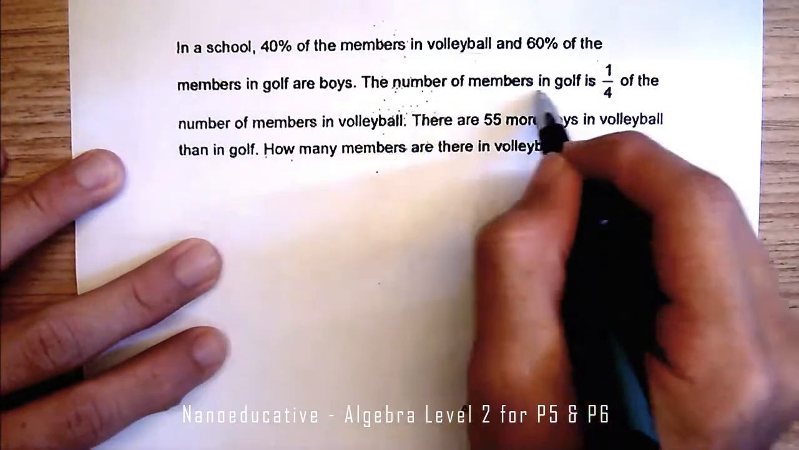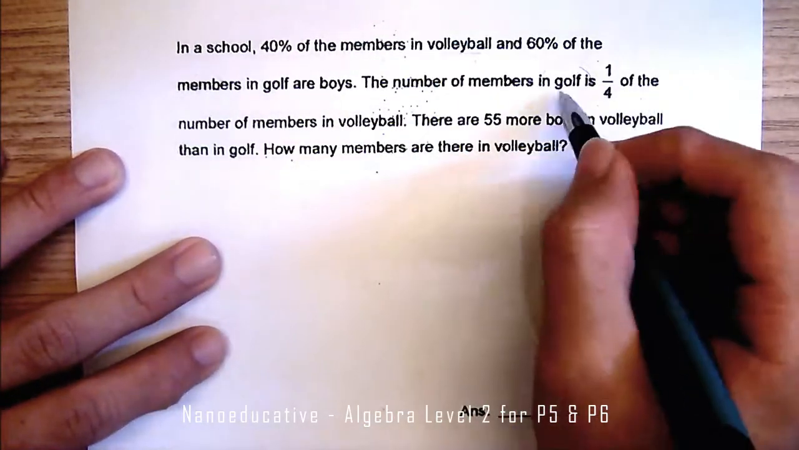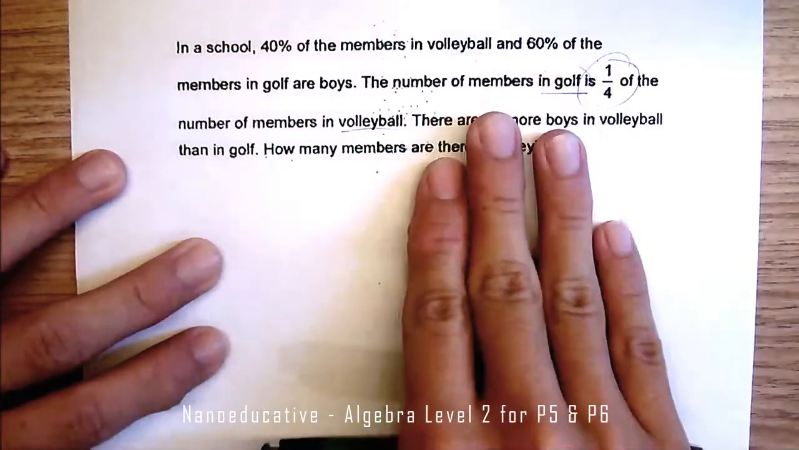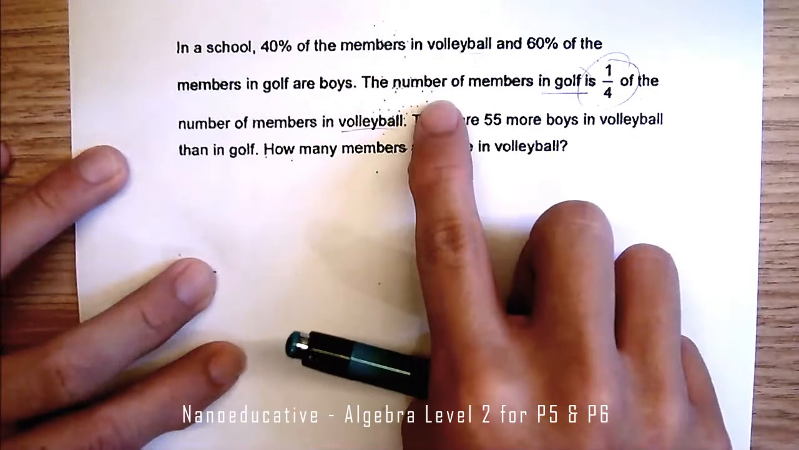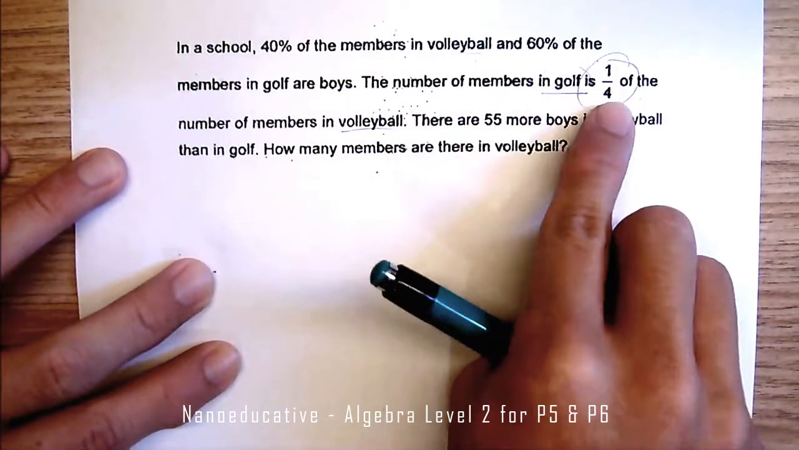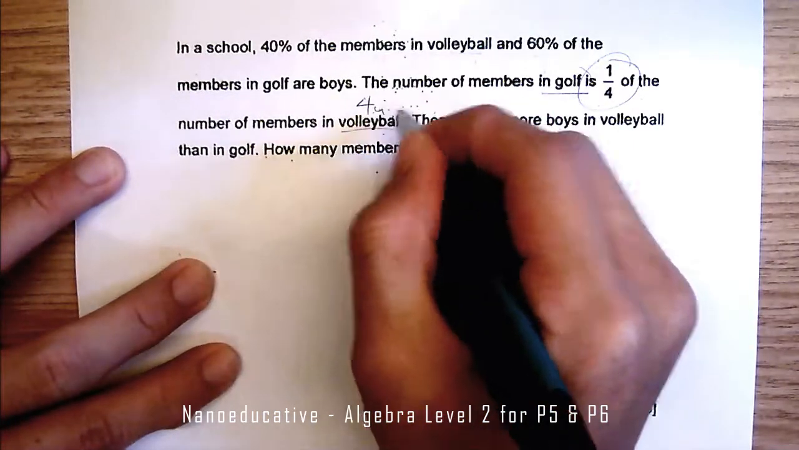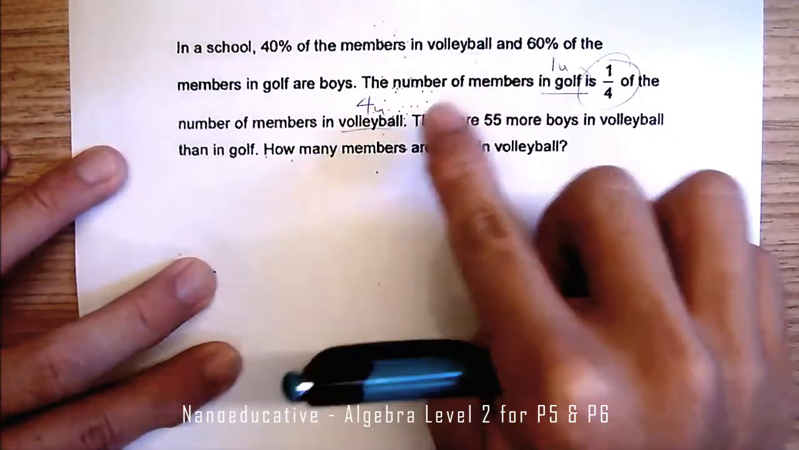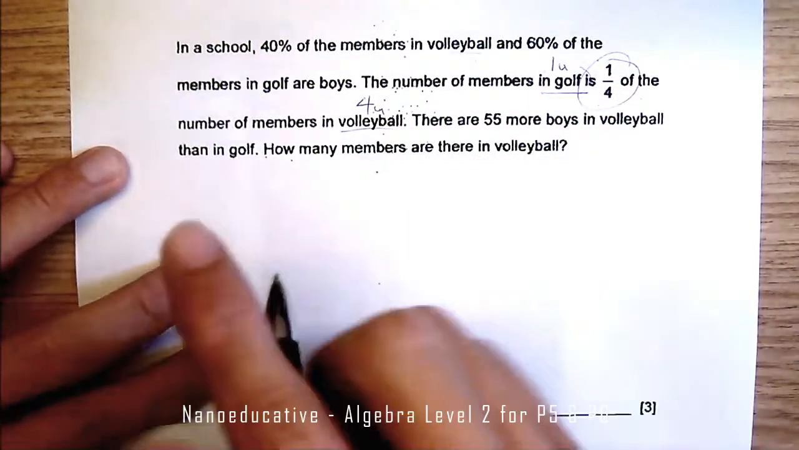Now they say the number of members in golf is 1/4 of the members in volleyball. Okay, so now we know golf is only 1/4 of volleyball. We have to stop here first. Please don't move on. Just draw the model for what you know over here. Since they said that the number of members in golf is 1/4 of the members in volleyball, that means the volleyball has 4 units, and then the golf is only 1 unit. We have to draw this one first, if not you'll be super confused. We can just draw a rough model. If you want to improve upon the model, you can draw another one later.